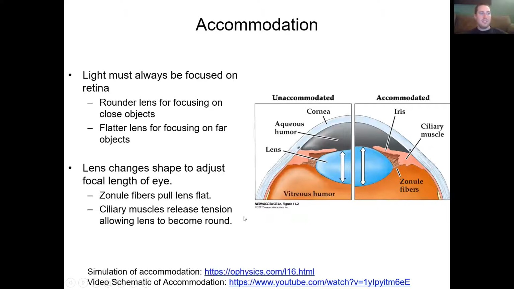The ciliary muscles, when they contract, they actually release tension from the zonule fibers and allow the lens to return to its more natural round shape. So you relax your ciliary muscles when you want to look at something that's far away, and you contract the ciliary muscles when you want to look at something that's close up.